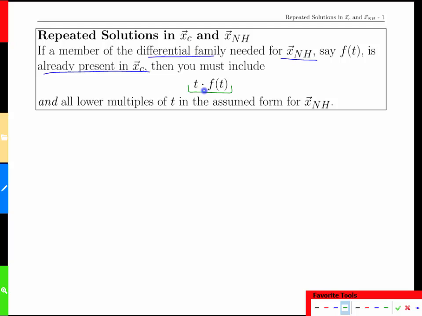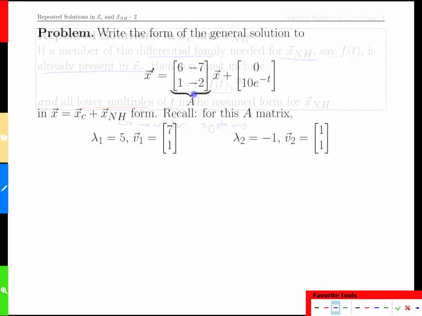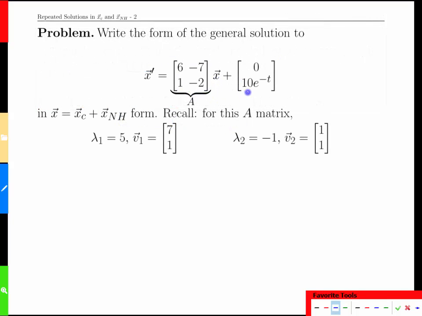The only wrinkle is that we would also include all lower multiples of t in the assumed form as well. We didn't have that in the previous solutions. And the reason we need that is because there's vectors involved and we might have different vectors with the same function. Let's consider that approach in the context of an example.